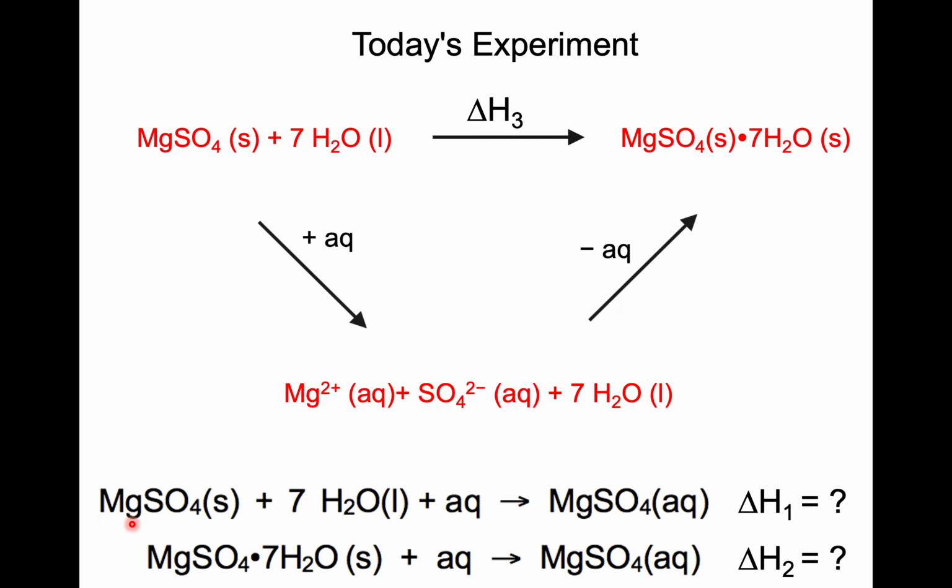So the anhydrous magnesium sulfate plus 7 water molecules plus water as a solvent gives us aqueous magnesium sulfate, and likewise the magnesium sulfate heptahydrate plus water gives us aqueous magnesium sulfate. And so what's going to happen today is you are going to measure this directly, the anhydrous compound reacting with water to give you the hydrated salt, and then you're going to be provided the second delta H.